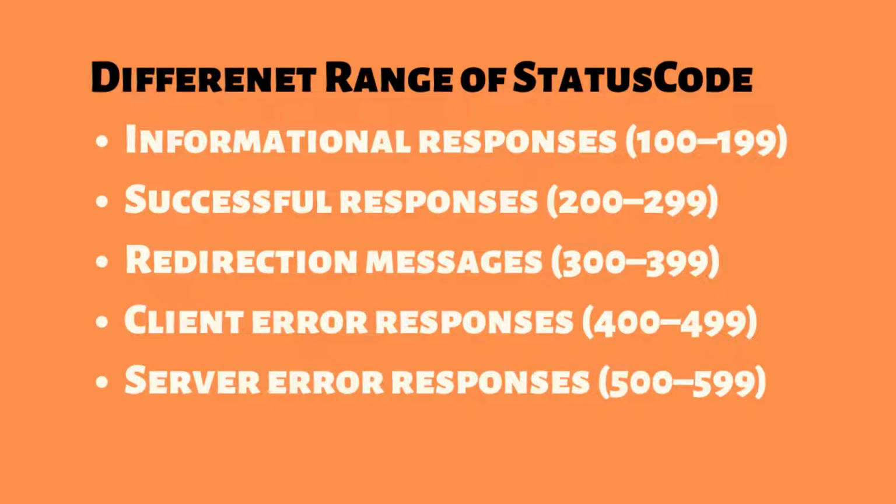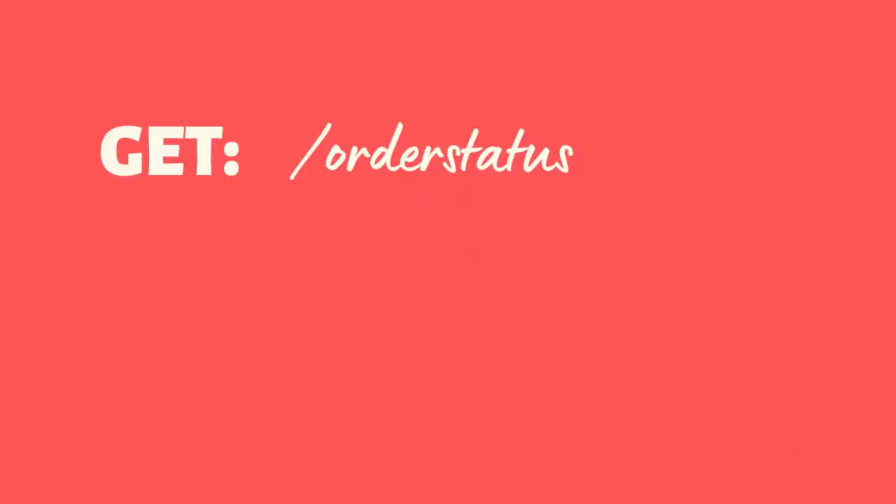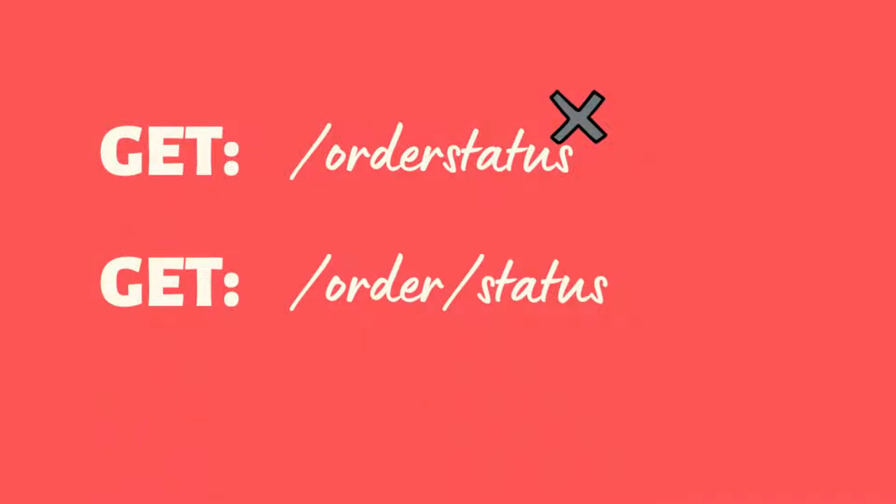So now comes the fifth point, where you have to show the relationship between the endpoints as well. Let's say in our application you want to get the status of an order. We are not going to create a single endpoint with a single name, order status. Instead, we are going to do some nesting. So we are going to say we have /order and /status.